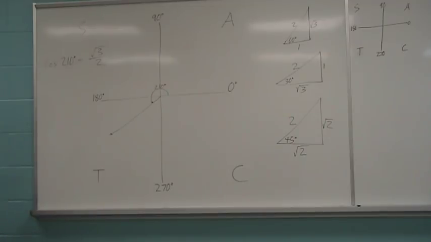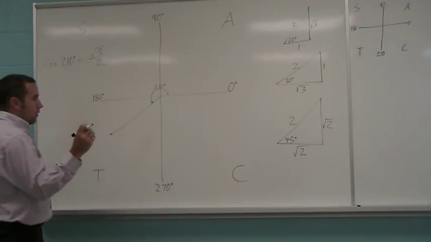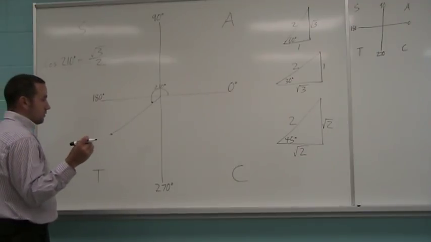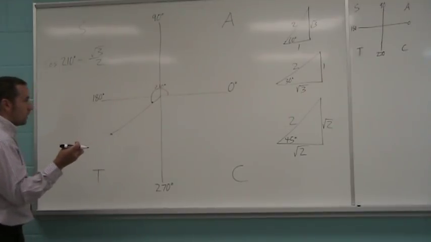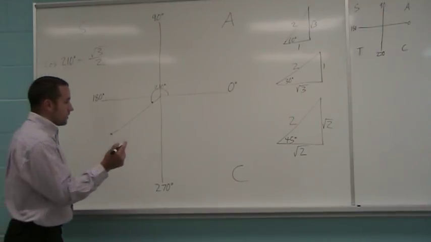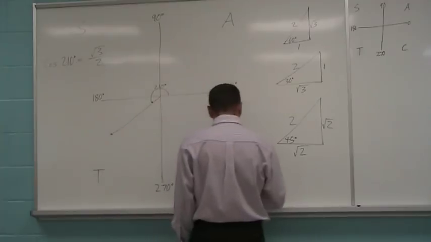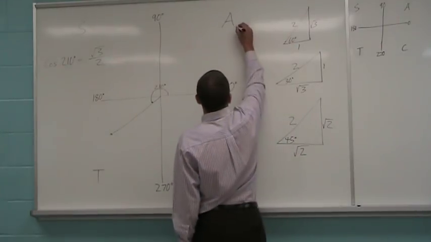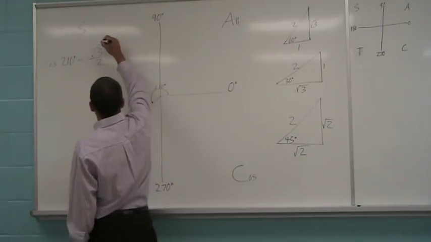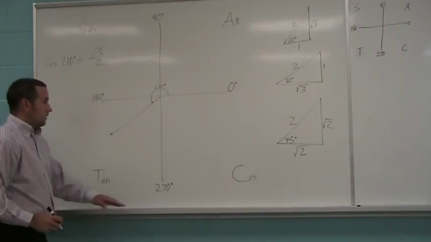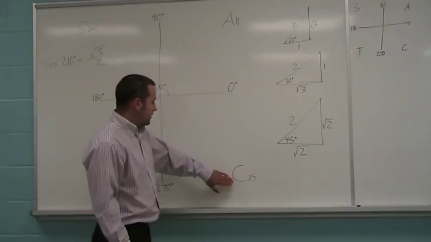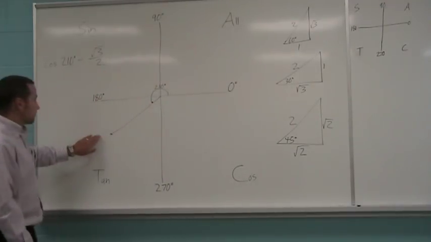Not quite done yet. Most of the work is done. Now what I have to think about is these can be positive or negative. To help us out, the theory would have been presented in class, but this is just a quick way to get these values. C stands for cos, A stands for all, S stands for sine, T stands for tan. You'll remember it as CAST, C-A-S-T.